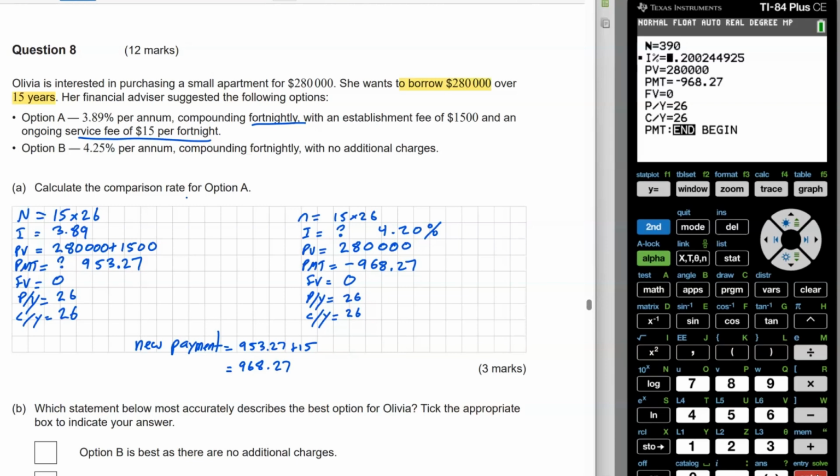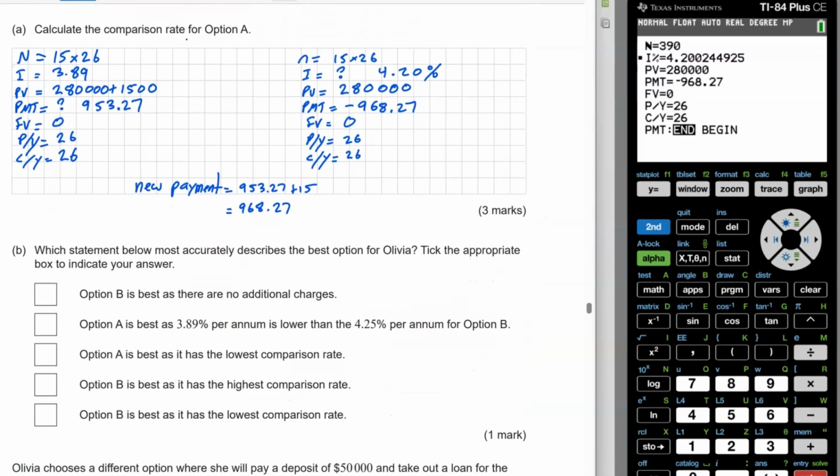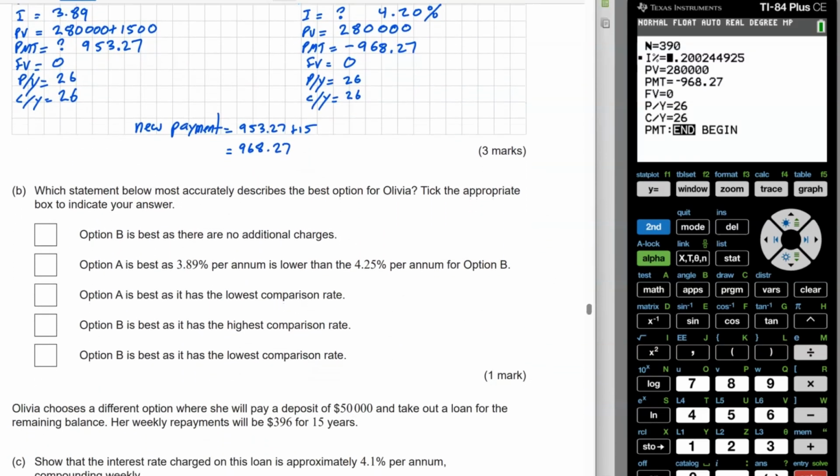Okay, now let's see what happens down below when we get here. So now it says, which statement most accurately describes the best option for Olivia? Tick the appropriate box. So it's only one box to indicate your answer. And it's got to be down here. It's got to be that option A is the best because it has the lowest comparison rate.